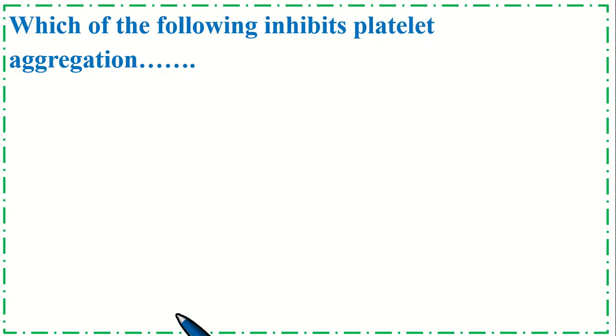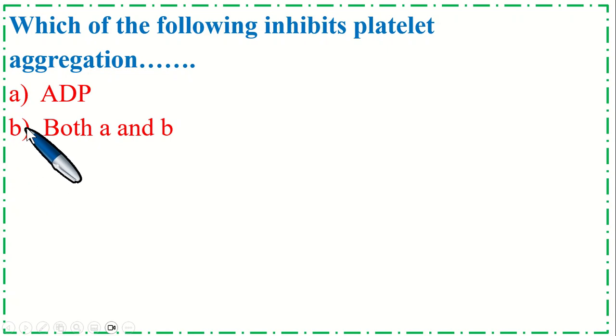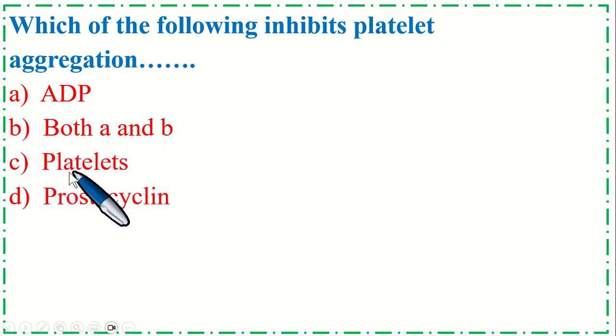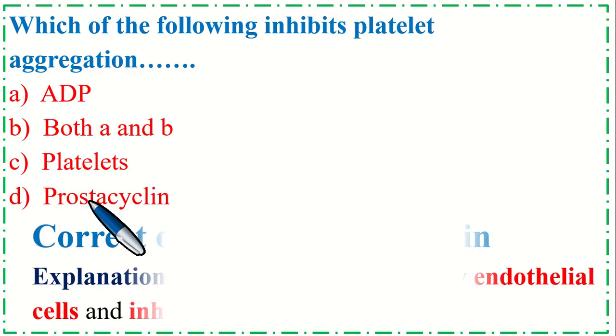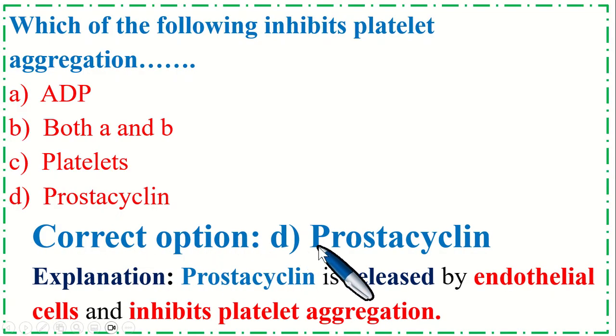Dear students, this is a very important MCQ. Which of the following inhibits platelet aggregation? Option A, ADP; option B, both A and B; option C, platelets; and option D, prostacyclin. So the correct option is D, prostacyclin. Prostacyclin is released by endothelial cells and inhibits platelet aggregation.